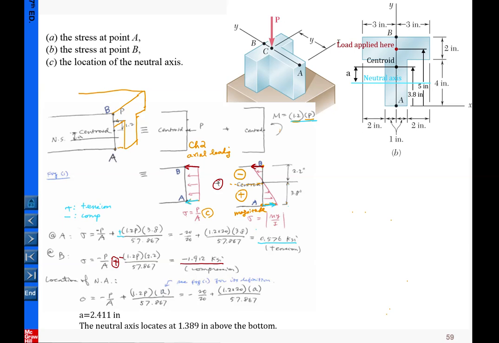And now we want to determine the location of the neutral axis. Again, let me erase the necessary terms here. Okay, so once you have everything here, I give you a few seconds if you want to take more notes. Otherwise, I'm going to erase the notes here. Good? Okay.